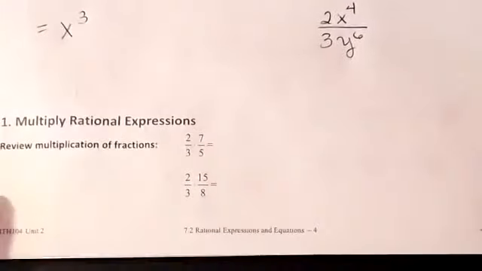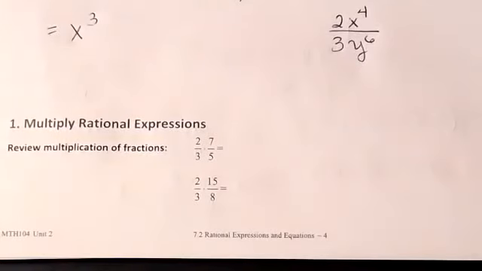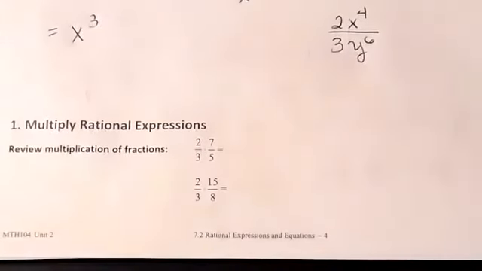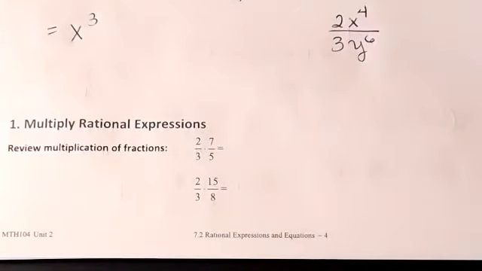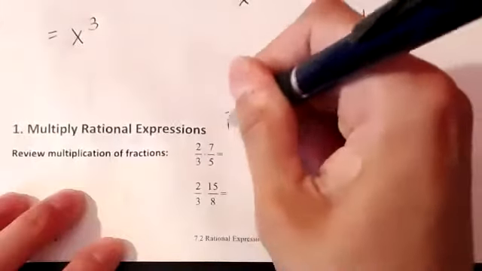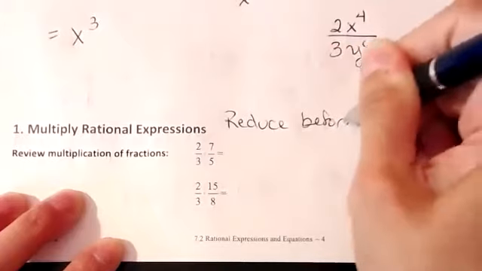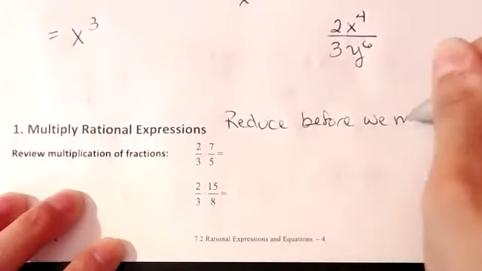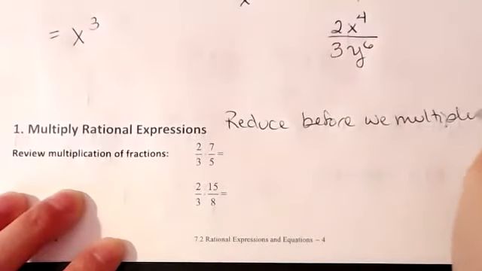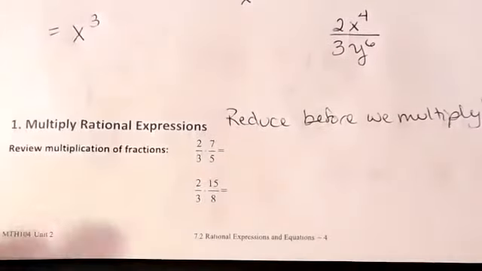This little part here is just a review of what you've seen before in the past. When we look at this first expression, 2 over 3 times 7 over 5, we always try to reduce before we multiply. This is the goal, right? We always want to simplify or reduce first.